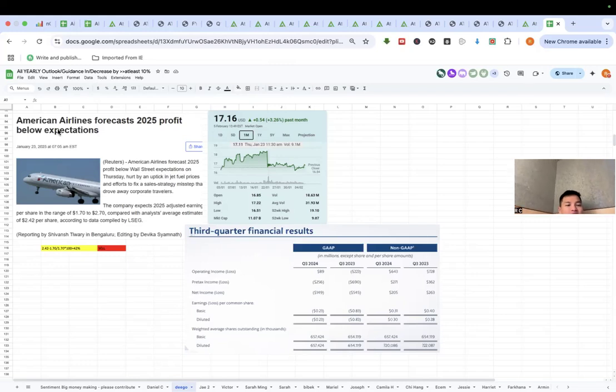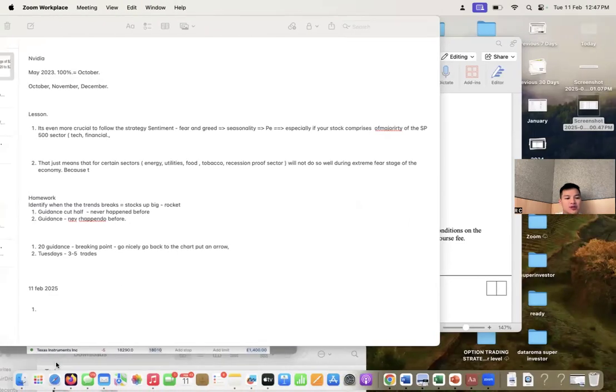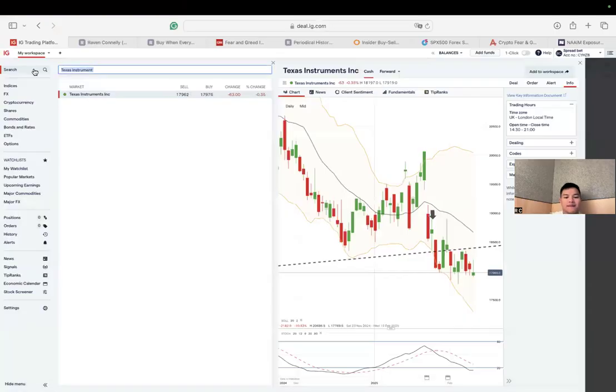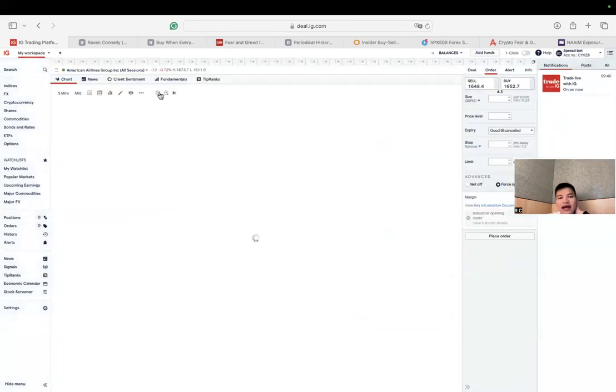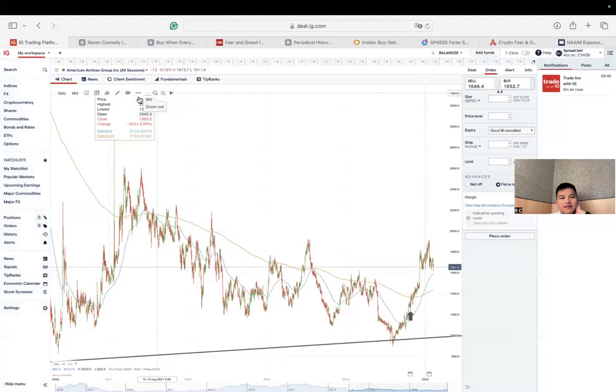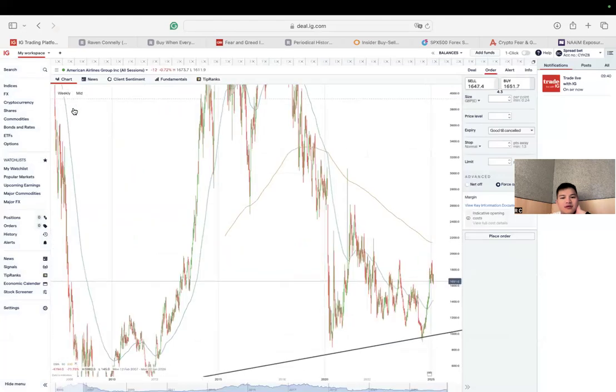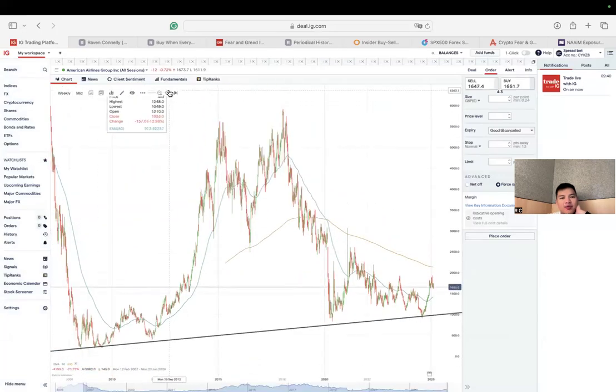But American Airline did look like a good short, if I didn't have the calculation. But let's look at American Airline. Yeah, it did look like a good short in a forever kind of way. Let me have a look. Okay, it's already at the bottom.